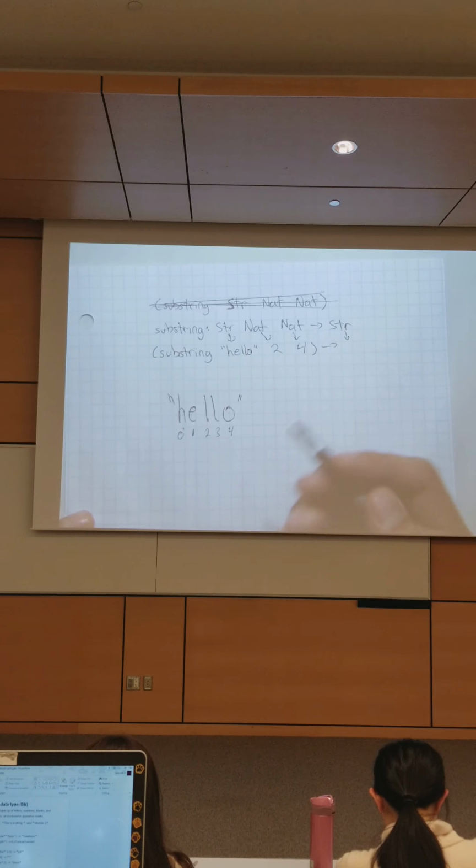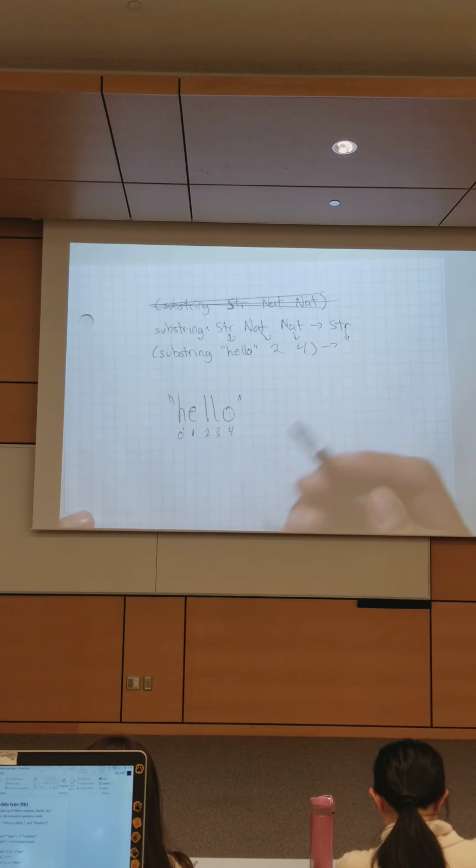Okay, so if we start at 2, that's L. So it's going to be a string consisting of L, and so we're going to include 2, we're going to include 3 because it's not 4, and the O, because it's at index 4, it's up to and not including this index. So our answer would be LL. Any questions about that? Okay, so let's just see some examples.